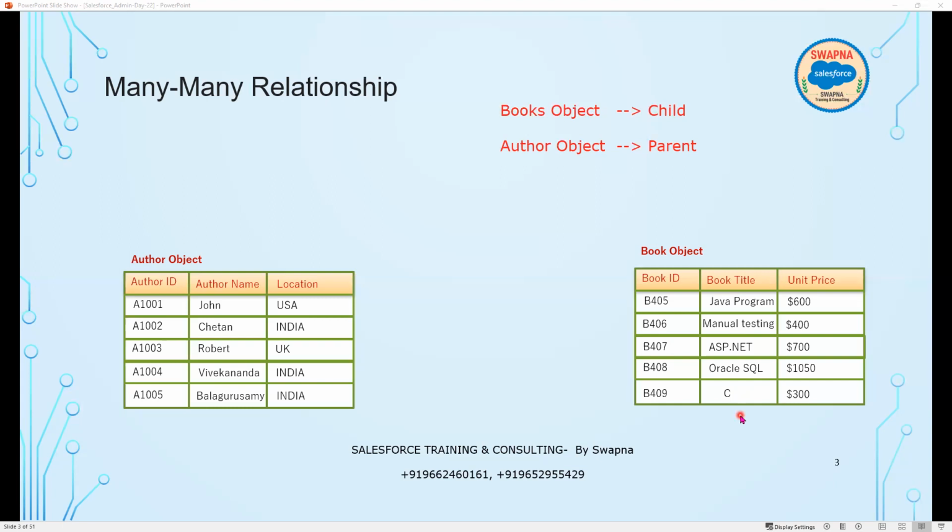Right now, these two are independent objects. There is no relationship right now. We have two individual objects, one is an author object, another one is a book object. And in each object, we have five records.